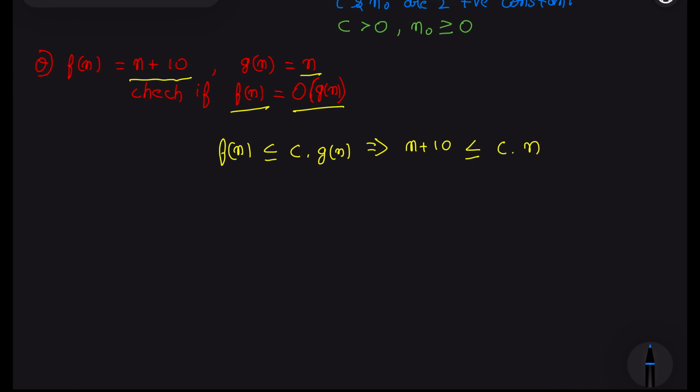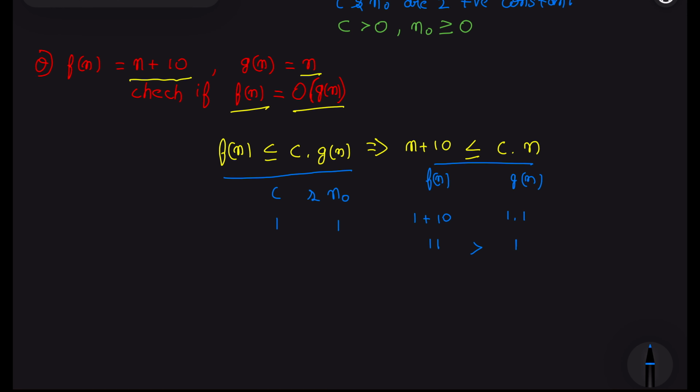Now we have to choose a value of c and n naught such that if we take any value of n greater than n naught, we should satisfy the condition. So let's substitute the value. So this is our f(n) and this is our g(n). We will take the value of c as 1 and n naught also 1. So f(n) will become 1 plus 10 and c into g(n) will become 1 into 1, which is 11 and 1. So 11 is greater than 1. So we are not satisfying this condition.